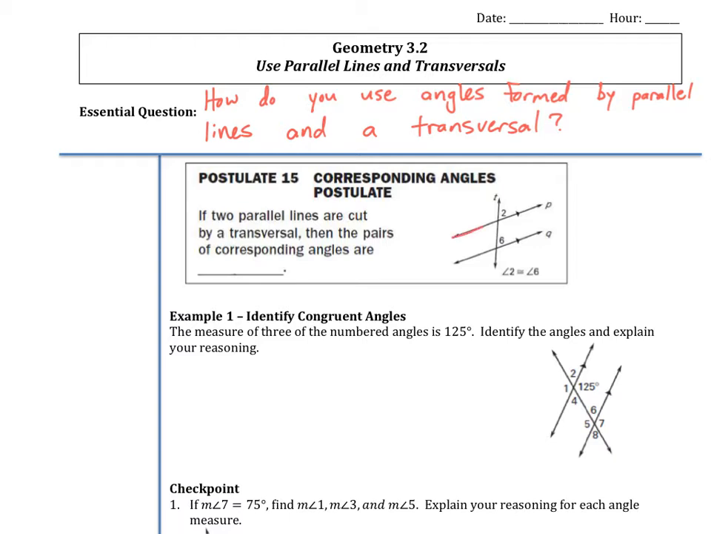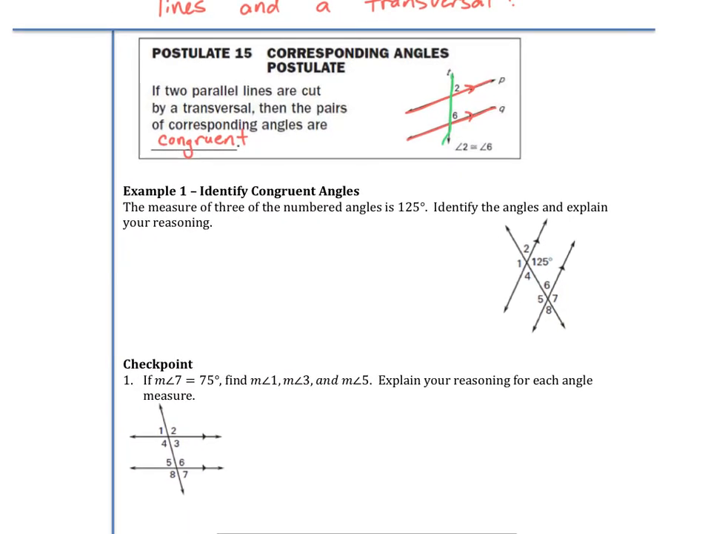notice we have the two red lines here are parallel. You can see by the markings right here. They're cut by this green transversal, line T. Right? If parallel lines are cut by a transversal, the corresponding angles are congruent. That's something we know. Okay, so why is that important?